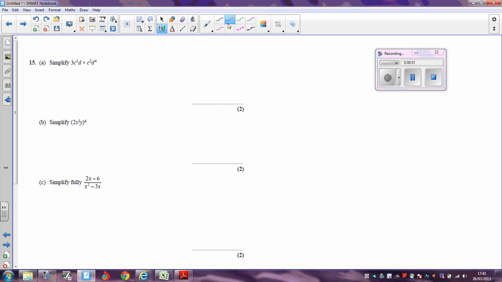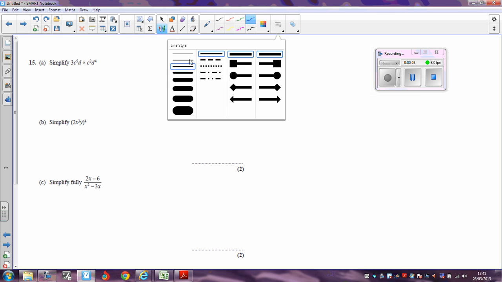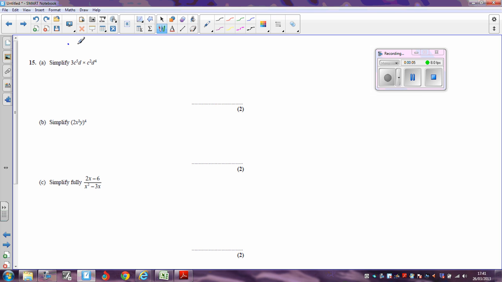Okay, we have a question here about indices or powers, and let's have a look at some of the laws of indices. First of all, we've got to realize that when we multiply together two expressions like this, the order in which we multiply doesn't matter. So we've got 3 times c to the power 5 times d times c squared times d to the power 4. And we can change the order there in which we multiply.